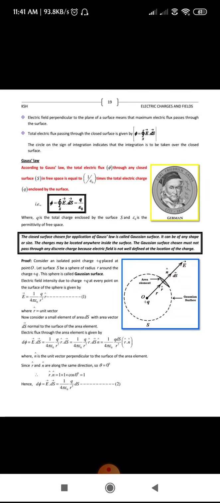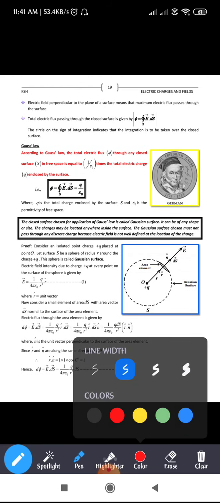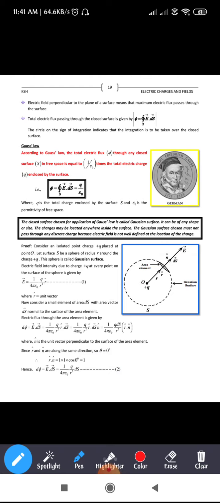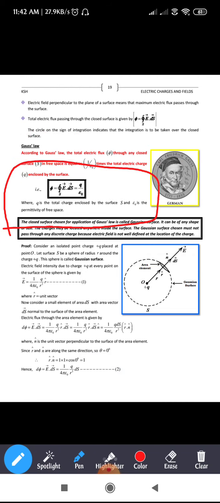Next, Gauss law. Just go through the statement and equation. No need of derivation. No need to derive this. Only this much is enough. The statement and the equation is enough.